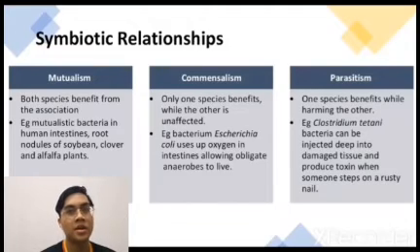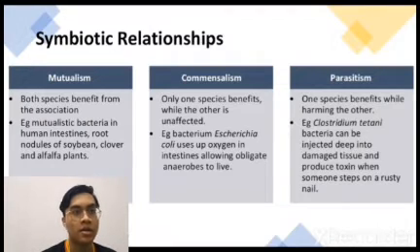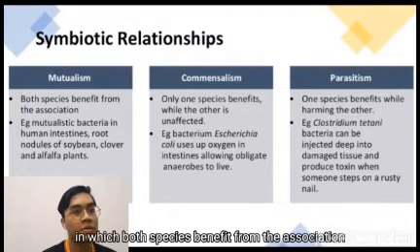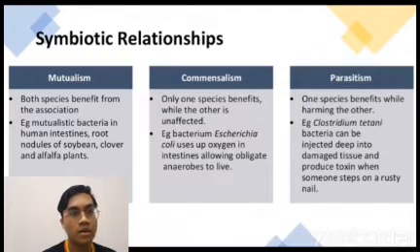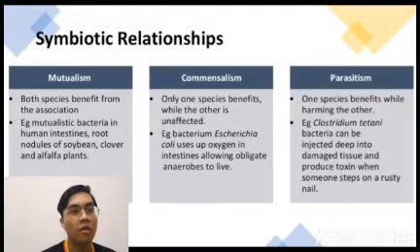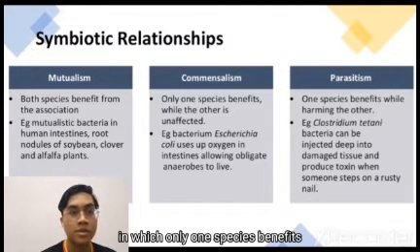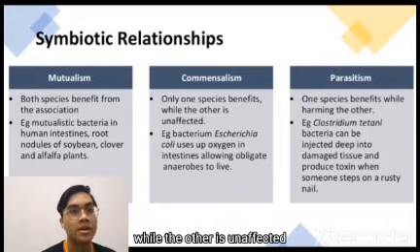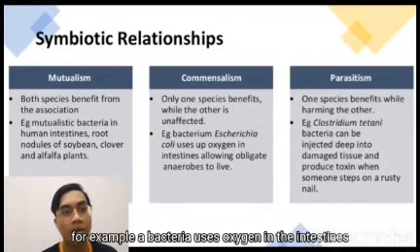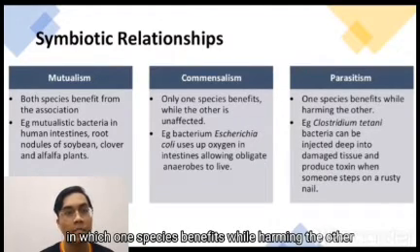Bacteria also form symbiotic relationships in which two different species live together in an intimate way. One of those is mutualism, in which both species benefit from the association. For example, mutualistic bacteria in human intestines, root nodules of soybean, clover, and alfalfa plants. There's also commensalism, in which only one species benefits while the other is unaffected. For example, a bacterium uses up oxygen in the intestines, allowing obligate anaerobes to live.